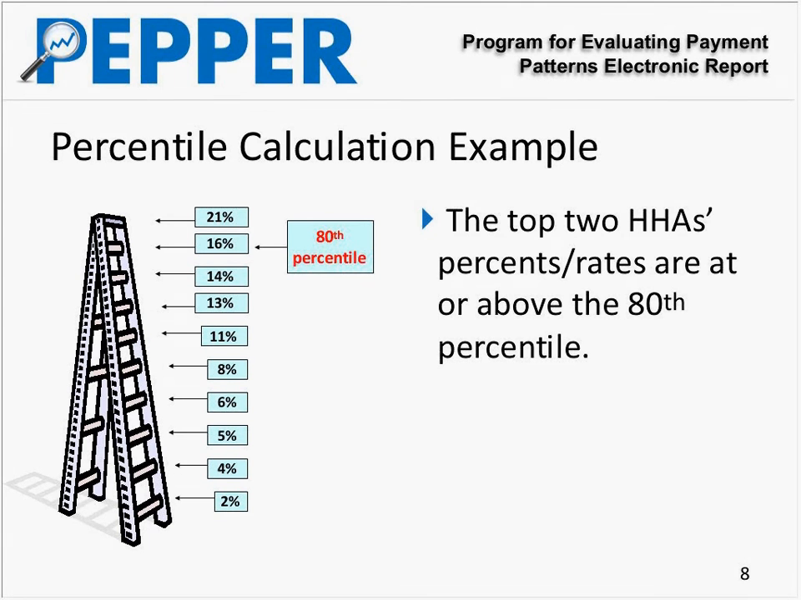We would handle the comparison of rates in the same way. The point below which 80% of the agency's rates fall would be identified as the 80th percentile, and essentially those providers in the top 20% would be identified as outliers in the PEPR.